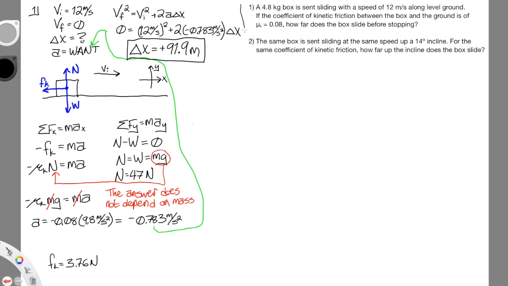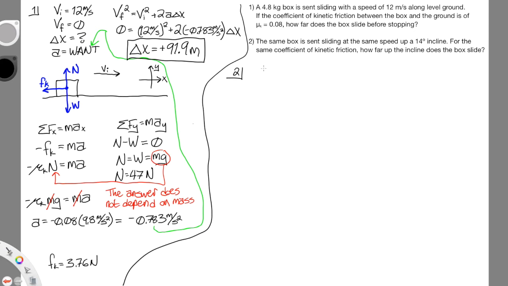Now let's draw ourselves a little dividing line here and start to work on problem 2. The same box is sent sliding at the same speed up a 14-degree incline. So if we have the same coefficient of friction, now we want to know how far this box will slide up the incline.